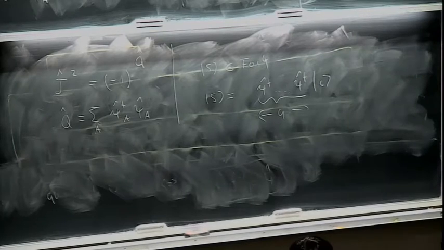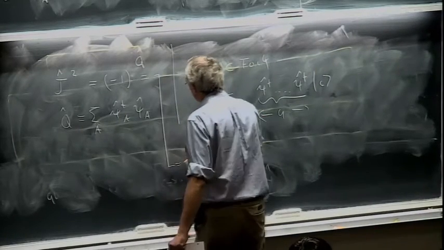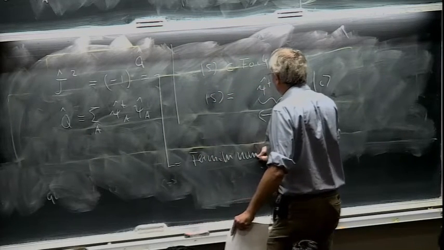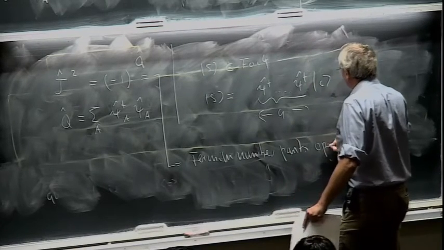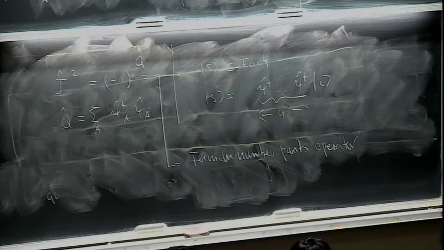And this thing here is usually called the fermion number parity operator on the fermionic Fock space. All right. So, are there any questions about this?